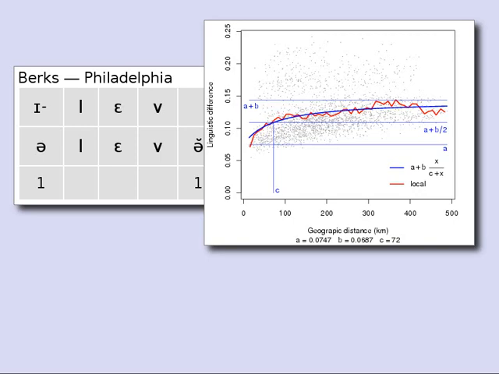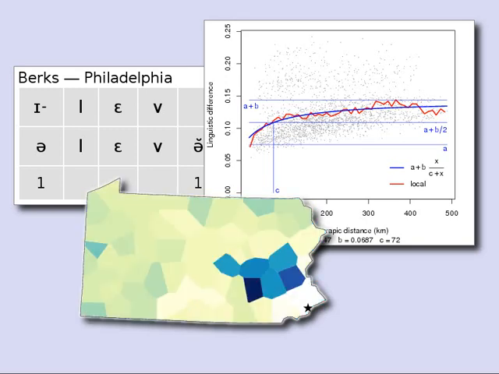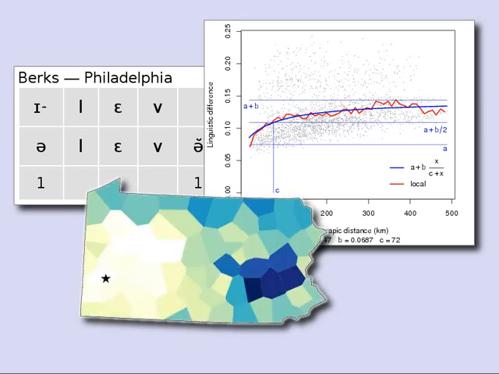You can plot all linguistic distances to certain locations on your map. This map shows the distances to Berks. The lighter areas are linguistically nearer. We can do the same for other locations, such as Philadelphia and Pittsburgh.